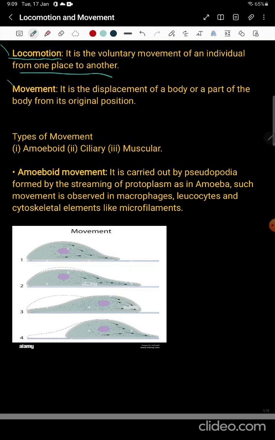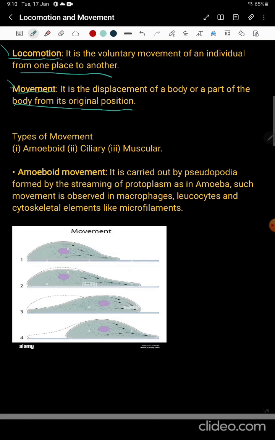Now what is meant by movement? A movement is the displacement of a body or a part of the body from its original position. If you want to locomote from one place to another, what are you going to do? You are going to displace your legs. Only with the help of the legs you are moving. You are walking, you are running. From the resting position of your legs, only with the displacement of your legs, you are changing direction and reaching your destination. This is called movement. It is the displacement of a body or a part of the body from its original position.